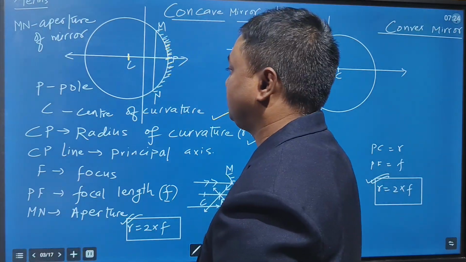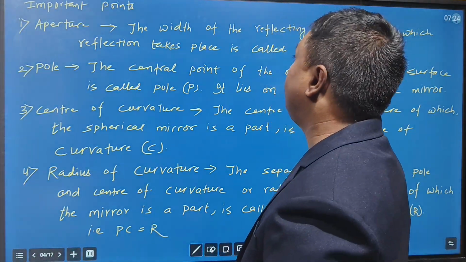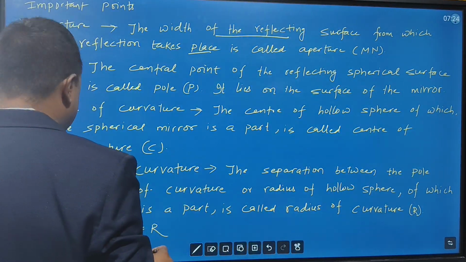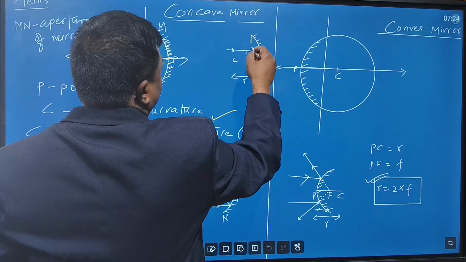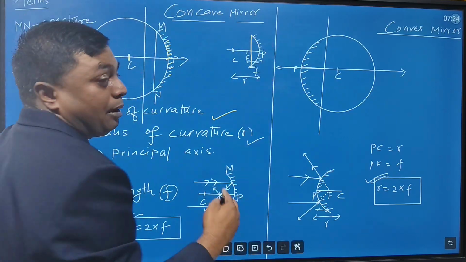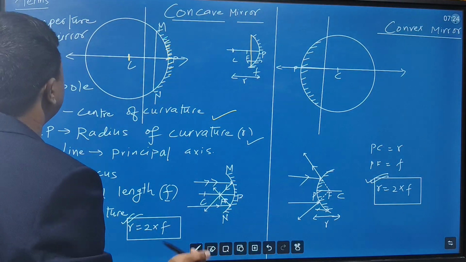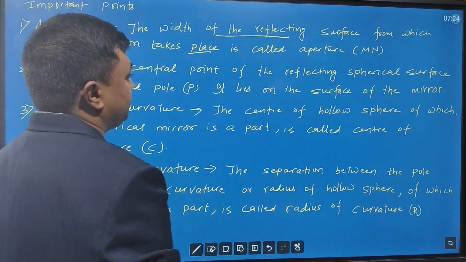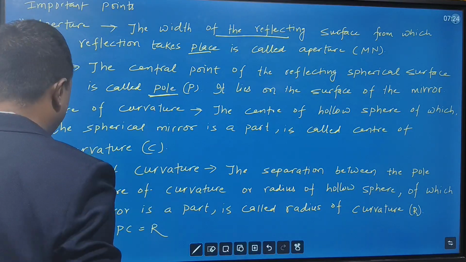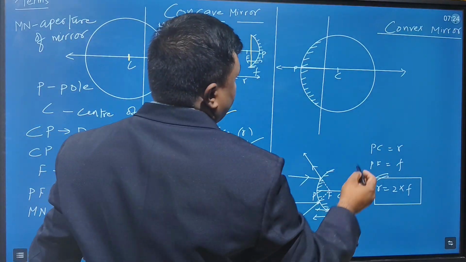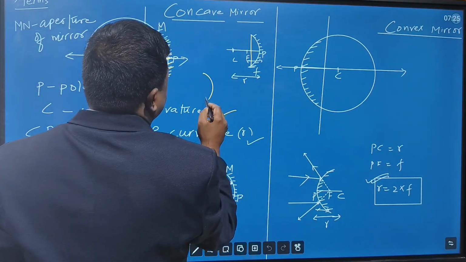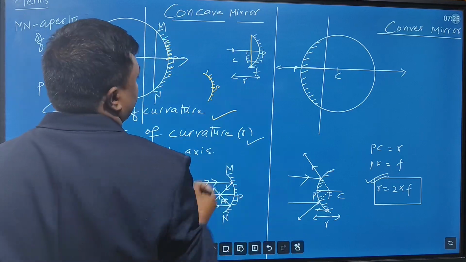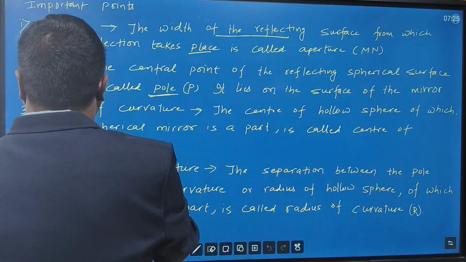Here you can see the definitions. Aperture is the width of the reflecting surface from which the reflection takes place. If this is a mirror, this is the width, or diameter, which is called the aperture. Next, the pole of the mirror: the central point of the reflecting spherical surface is called the pole. This is the concave spherical mirror, and the midpoint is called the pole.